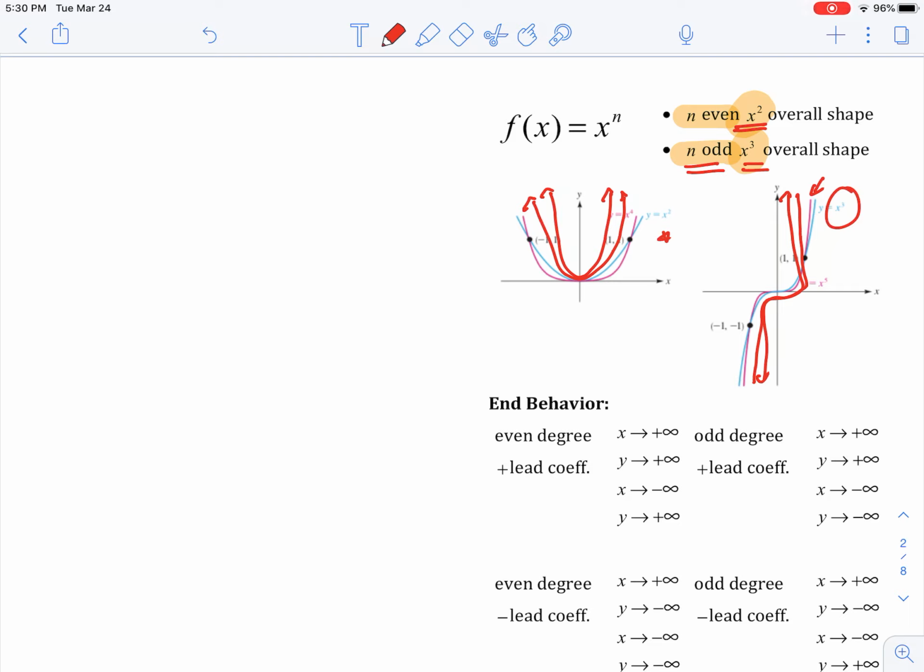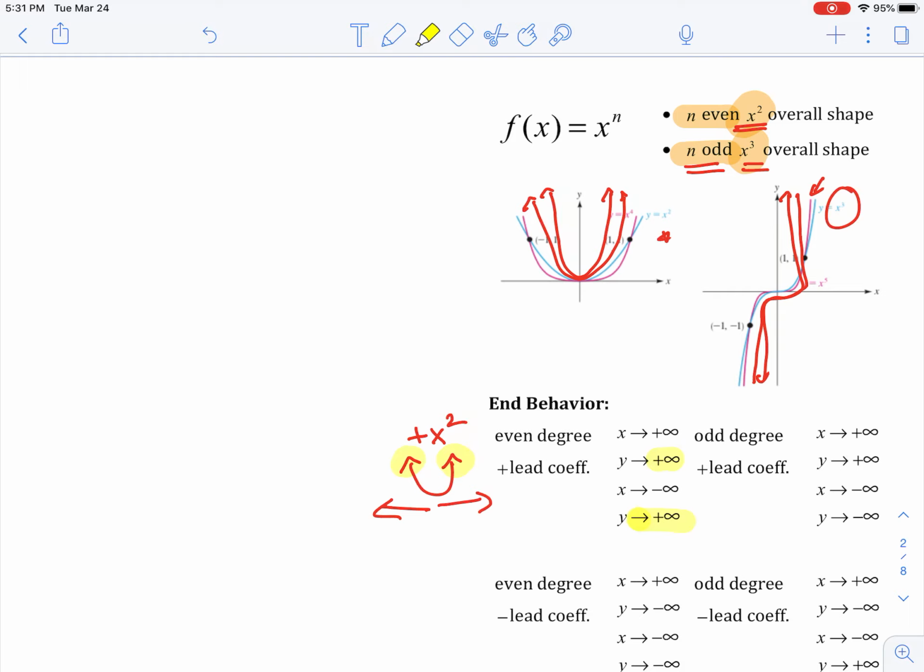Okay? Our end behavior. Well, if all of our graphs are basically looking like an x squared or an x cubed, for our even degree with a positive leading coefficient, meaning we're looking at a positive x squared, which we know our graph should be opening upwards. As x is going towards a positive infinity, our y values here are going up. They're going towards a positive infinity. And as our x values are going towards a negative infinity, our y values are still going up towards a positive infinity.